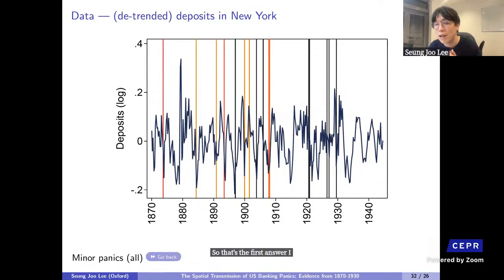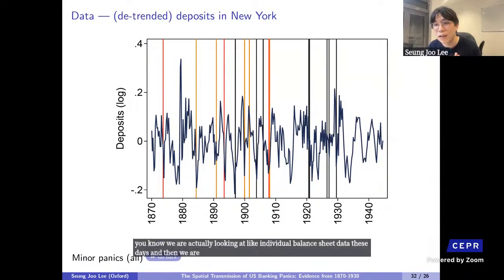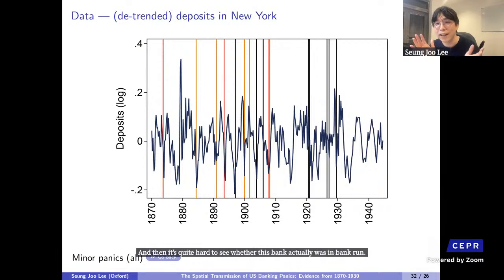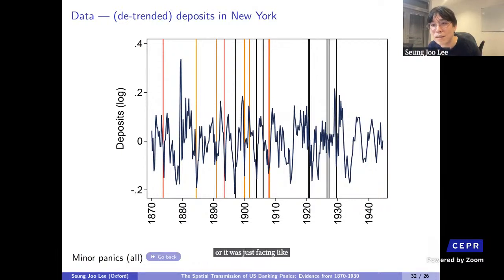Of course, we are actually looking at individual bank balance sheet data these days, and we are thinking about writing a new paper about this individual bank relationship. But it's a lot harder because there are a lot of missing data, and it's quite hard to see whether this bank was in a bank run or it was just facing a larger deposit demand, stuff like that. So yeah, that's the first answer.